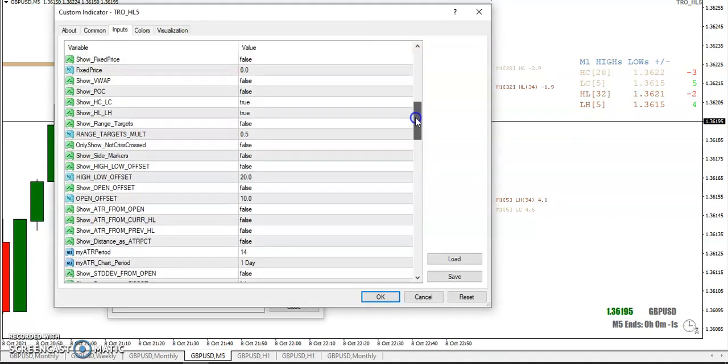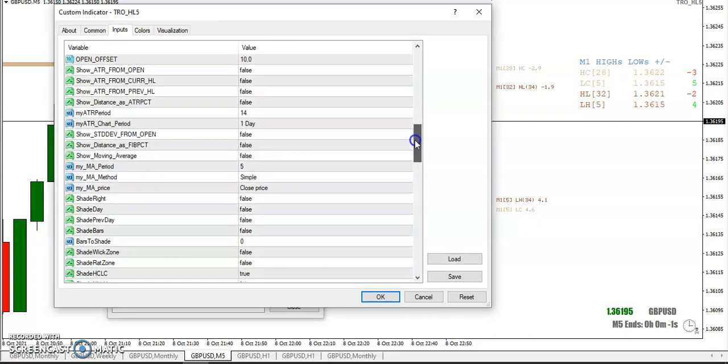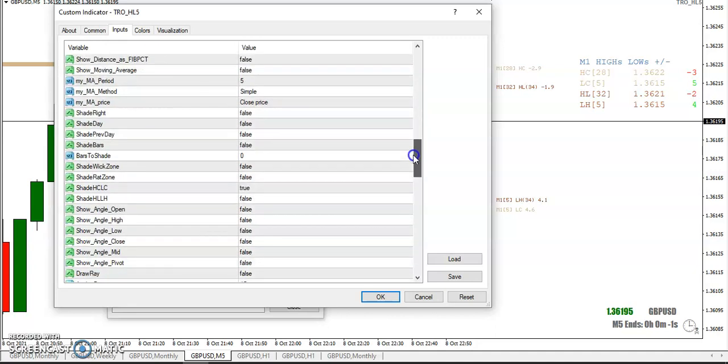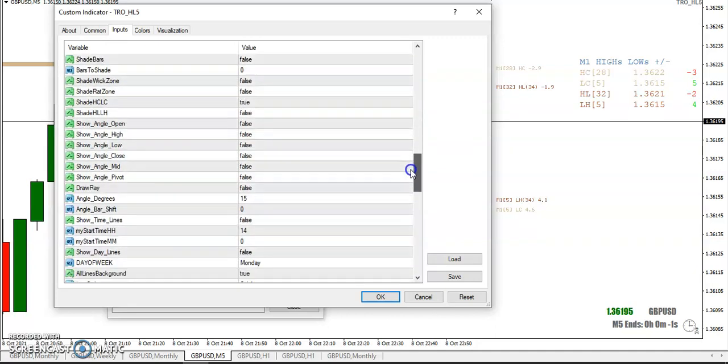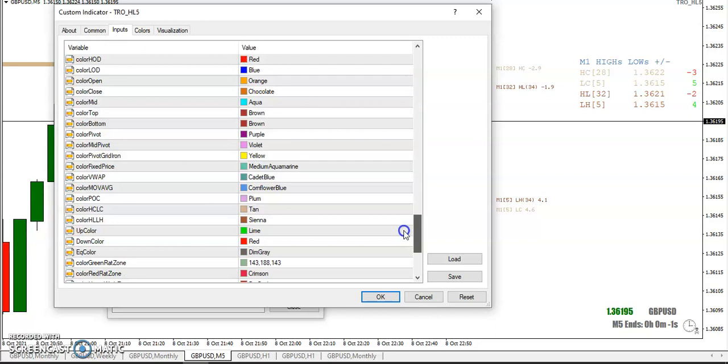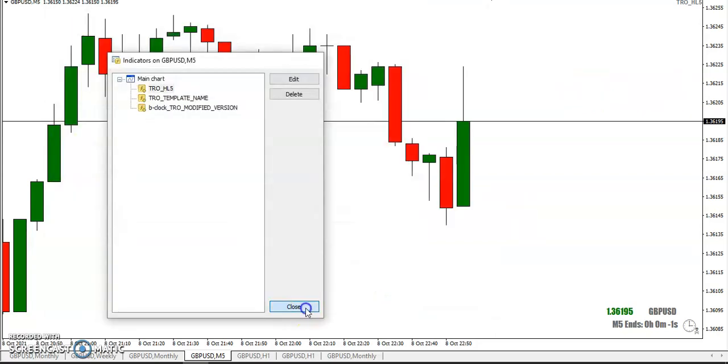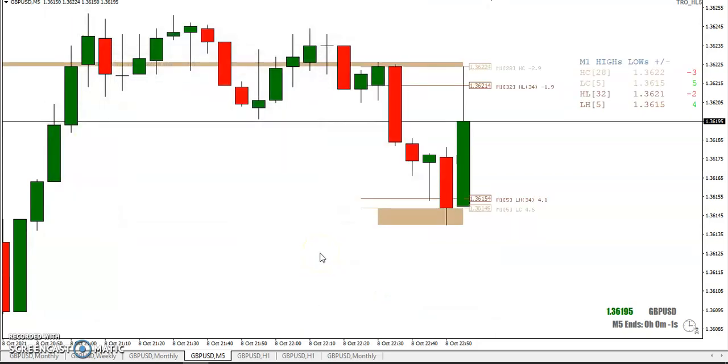And I'm looking to see if there's anything else I need to tell you about. I think that's it. So I hope you like it, because this really is kind of the Swiss Army knife indicator. All the horizontal lines you'll need, you can pretty much get from this indicator and then some.